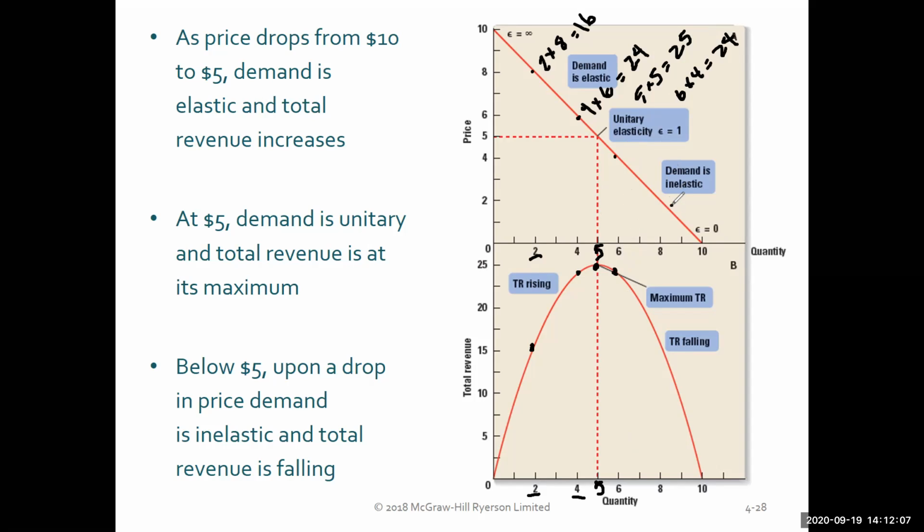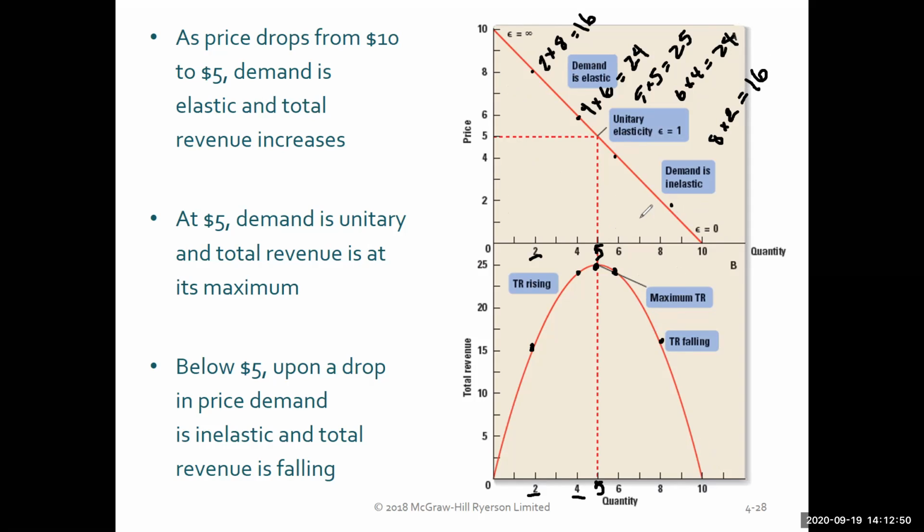Now let's jump to 8. At 8, we've got a quantity of 8 times what's the price? We go across to the price axis of 2. 2 times 8 is 16, so we've got a total revenue of 16 right there. That fell from 24. I'm just going to plot it down here, an output of 8 and a total revenue of 16. So we notice along here total revenue is rising as price is falling. Here, total revenue is falling as price is falling. And we graph that here: total revenue rising up to a quantity of 5, and then total revenue falling.